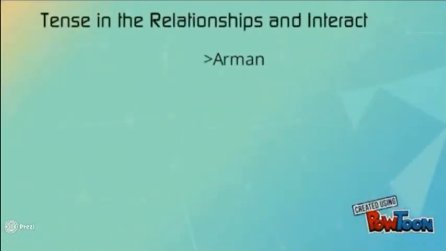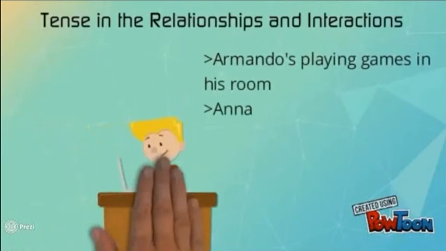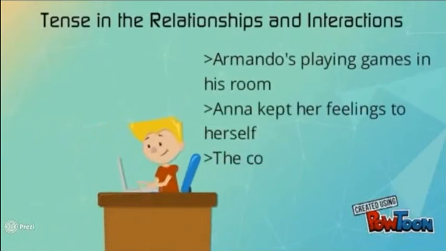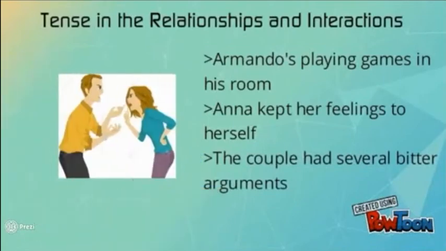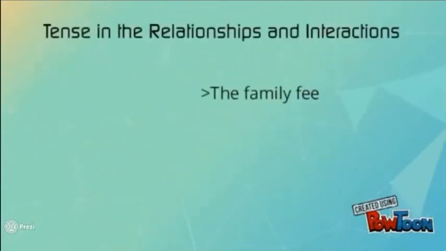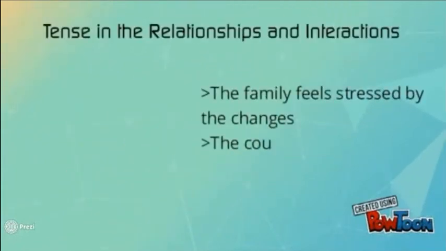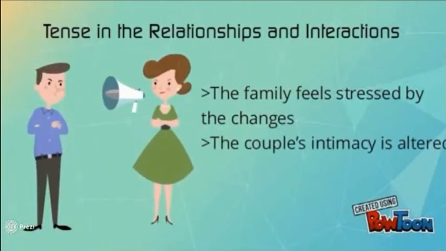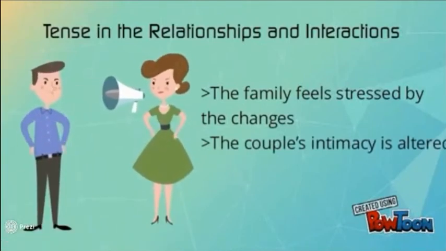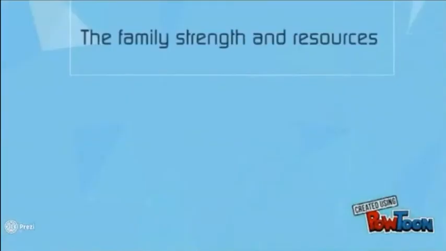Tension in the family relationships and interactions. Armando prefers spending his free time playing video games in his room or with his school friends, and Anna keeps her feelings to herself. The couple had several bitter arguments concerning Florentino's recent smoking and drinking habits. The family feels stressed by the changes magnified through loss of connection, tension in the family relationship, and changes of routines and roles. The couple's intimacy is altered by the tension in their relationship.